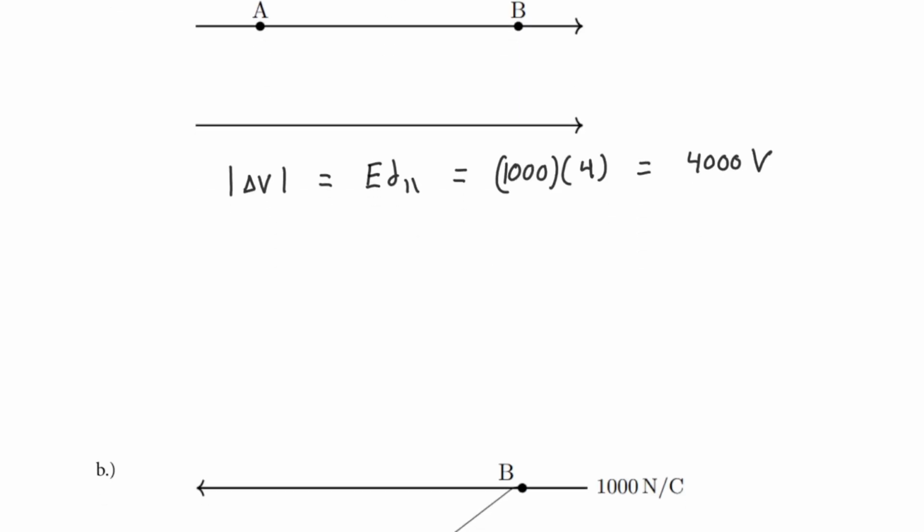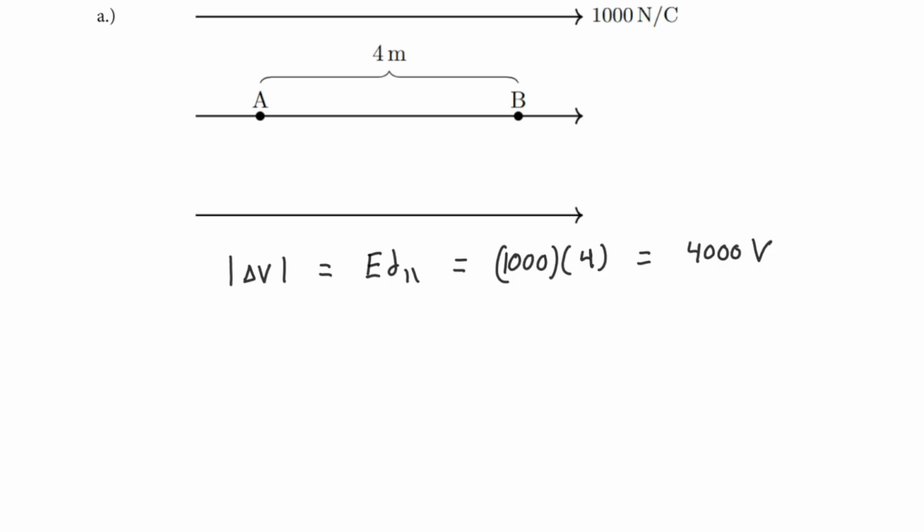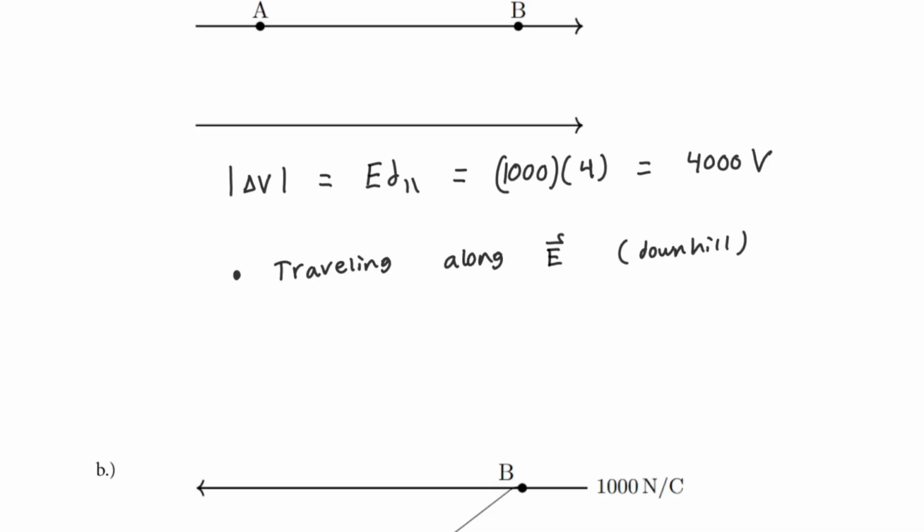So in this case, we know that we are traveling downhill, because we are traveling along the E field, which is downhill. So if I'm traveling with the E field, which is downhill, this means that delta V from A to B is negative 4,000 volts. So this means I'm going downhill.